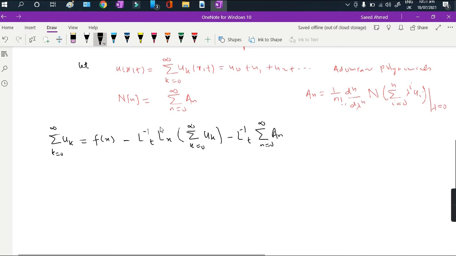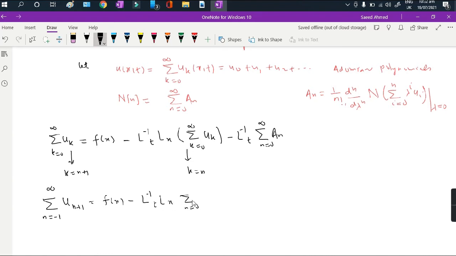Now since our differential operators are all linear, we can combine them. On the left hand side we change our dummy variable from k to n+1, and in the first term on the right hand side we just replace k by n, so that we have all the variables as n. After this replacement, on the left hand side, since k is n+1, k equal to 0 means n equals minus 1, all the way to infinity, of u_{n+1}(x,t). This is equal to f(x) minus L inverse t L_x, again the summation n from 0 to infinity of u_n, and then plus L inverse t of the nonlinear term, and since we already have the dummy variable n, we leave it as it is.